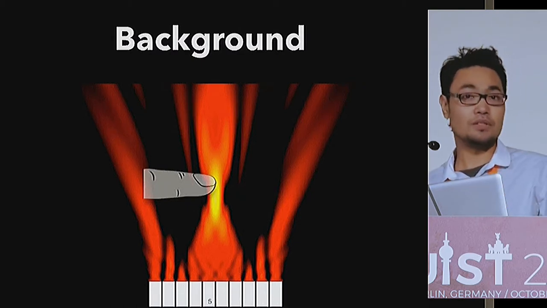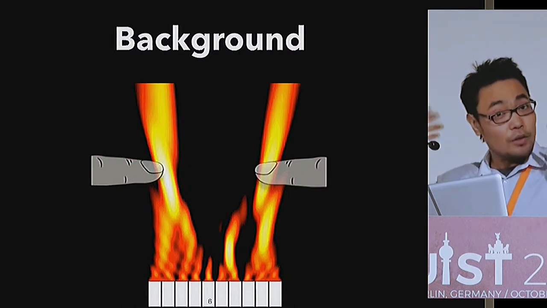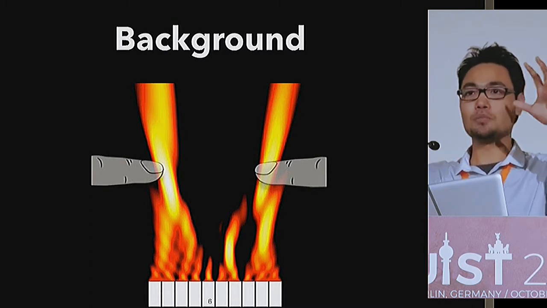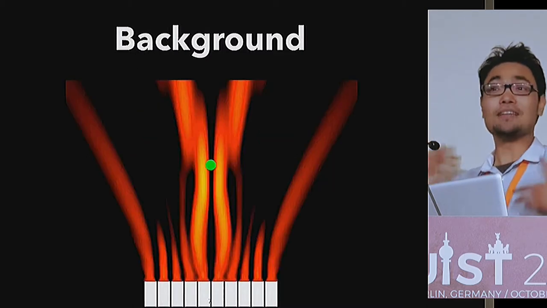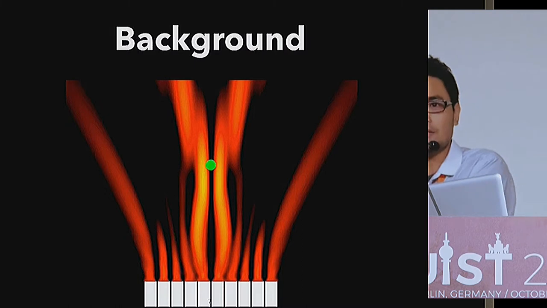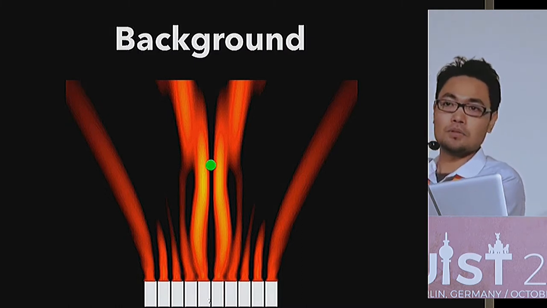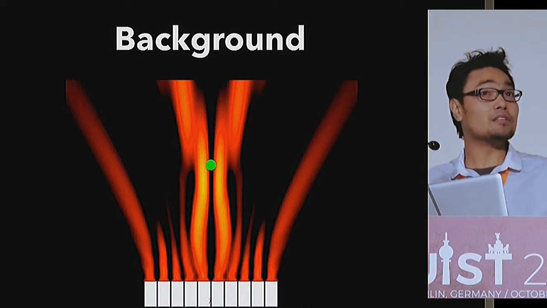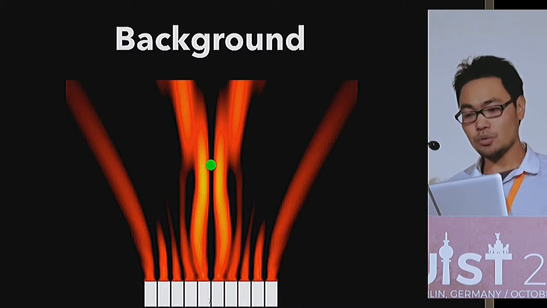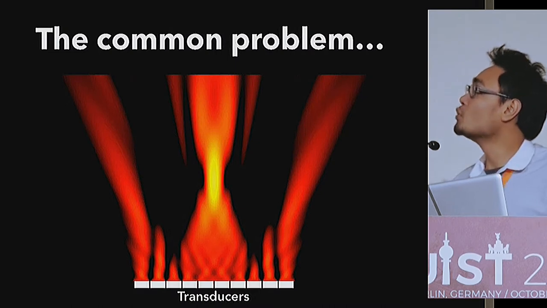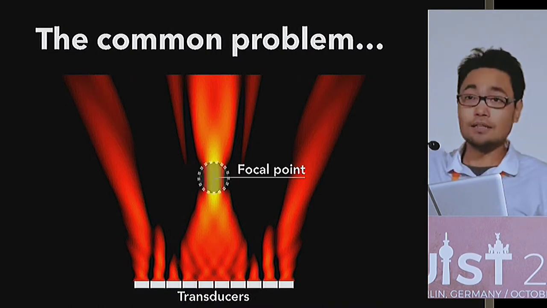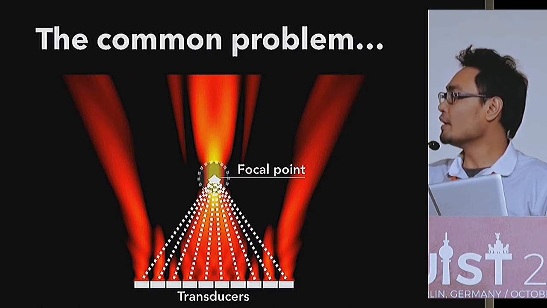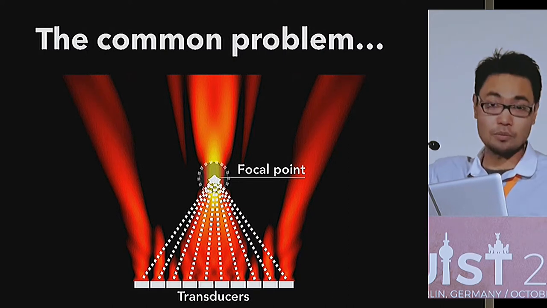This is what you will see in Ultrahaptics. You can increase the complexity by creating multiple focal points to create some sort of mid-air haptic object like a sphere in the air. Or you can have only one single transducer, but an object that levitates on top, so you can also manipulate it. These sound fields share a common problem. To create a focal point, for example, you need the contribution of all transducers, and then you will have this pressure point over there.